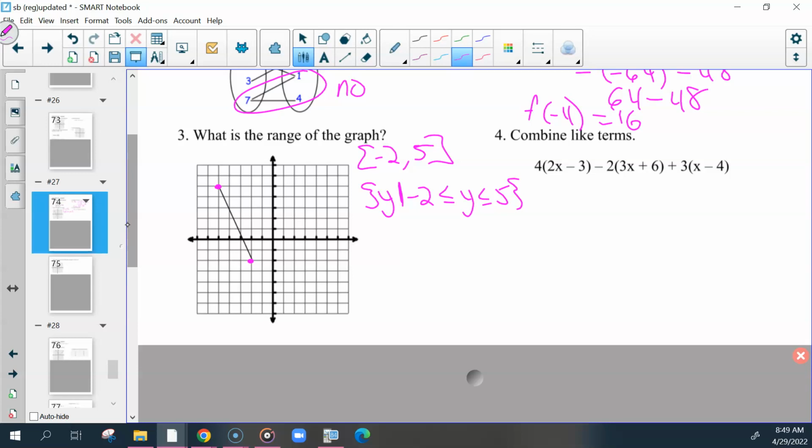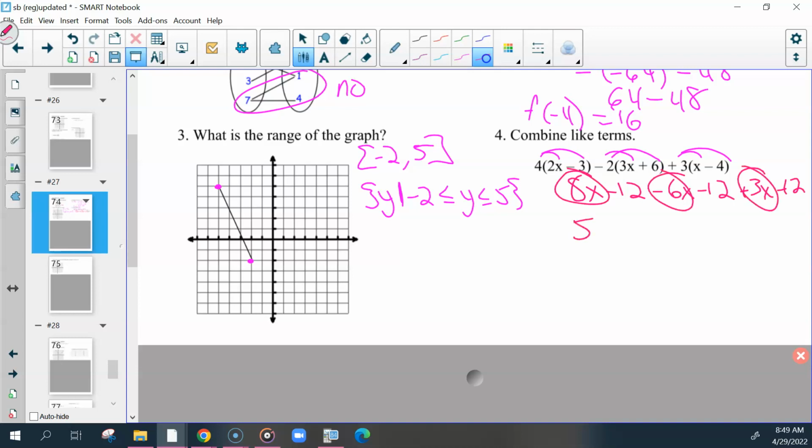Number 4 was combining like terms. So you needed to distribute everything. So you get 8x minus 12 minus 6x minus 12 plus 3x minus 12. Combine all your x's together: 5x. And combine all your 12s: minus 36. Questions on any of those 4?